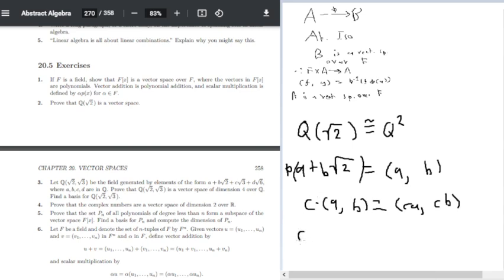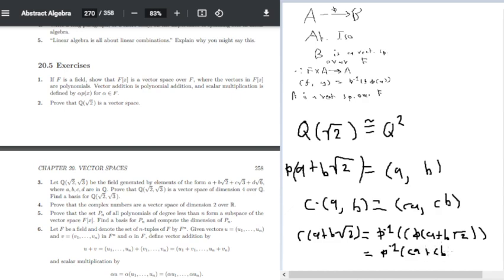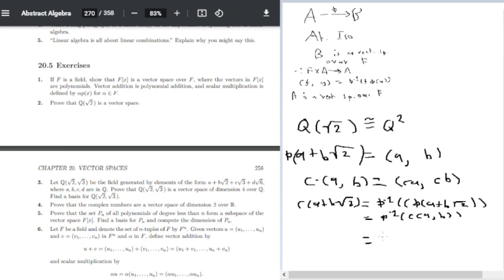So we'll define C times (A plus B root 2) to be equal to phi to the negative 1 of C times phi of (A plus B root 2), which is equal to phi to the negative 1 of C times (A, B), which is equal to phi to the negative 1 of (CA, CB), which is equal to CA plus CB square root of 2. Let me shrink all this up here.